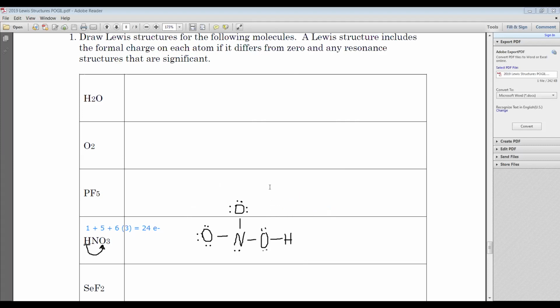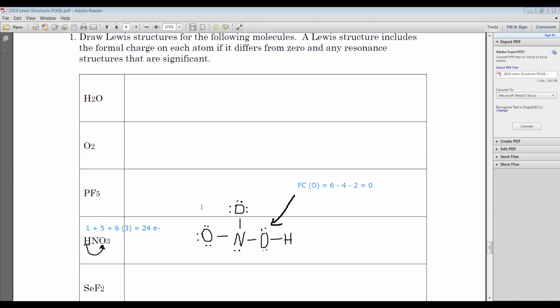Okay. Well, let's do a quick little experiment. If I'm looking at this oxygen and its formal charge, I've got 6 valence electrons minus 4 dots minus 2 bonds. 6 minus 4 minus 2 is 0. So right now, this oxygen has a formal charge of 0. If I add an extra bond to this, it's no longer going to have a formal charge of 0. It's going to have a formal charge of something else. So this oxygen we're going to leave alone.